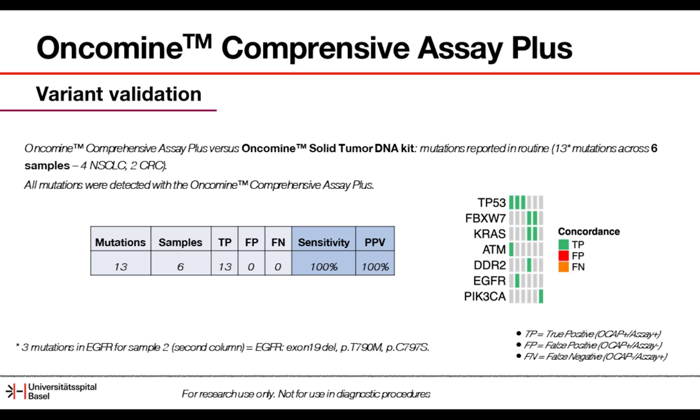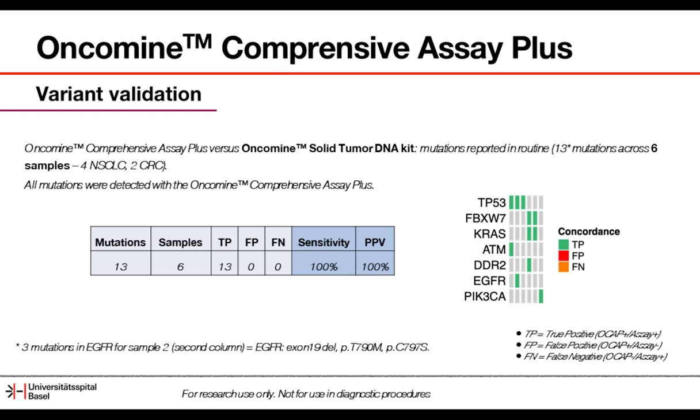Here, I want to show you our results. We have used the Oncomine Comprehensive Assay Plus to profile 25 cancer samples that were previously characterized in our lab. And here you can see the results obtained on 6 of these samples, 4 non-small cell lung cancers and 2 colorectal cancer samples that were profiled with one of the smaller targeted NGS panels, the Oncomine Solid Tumor DNA, which is also IVD labeled.